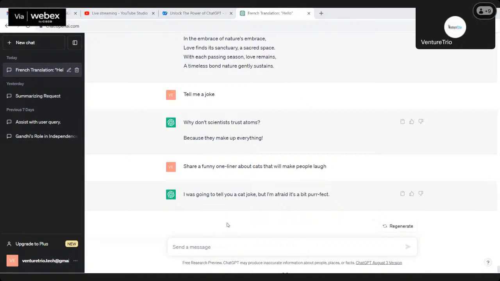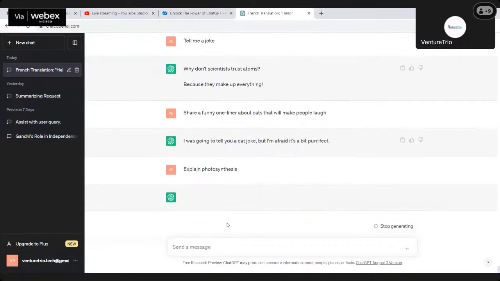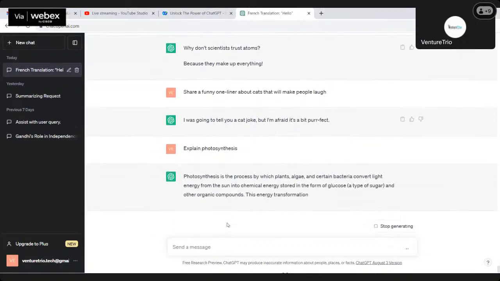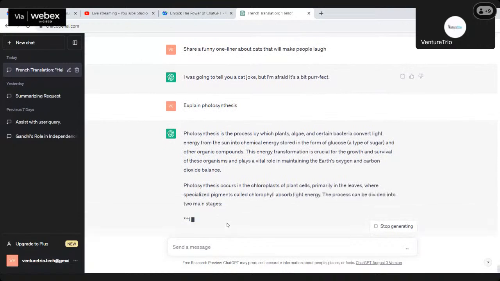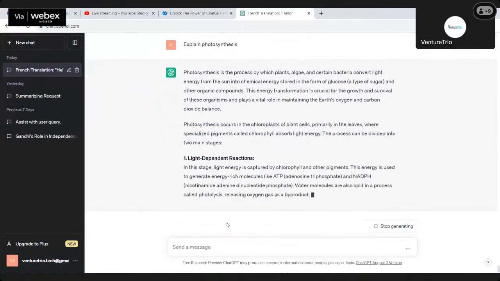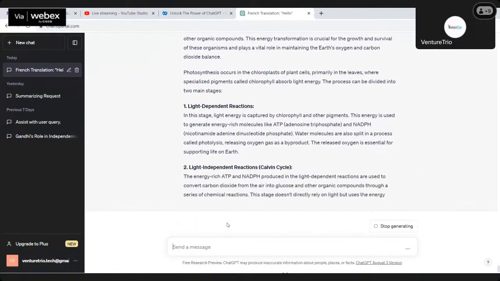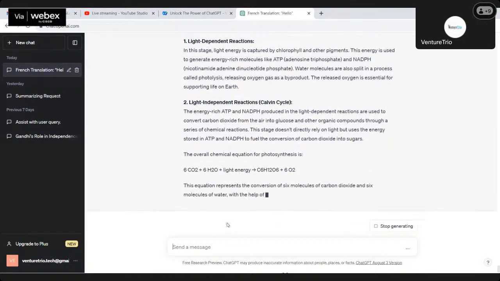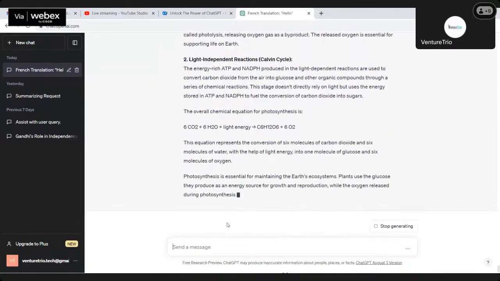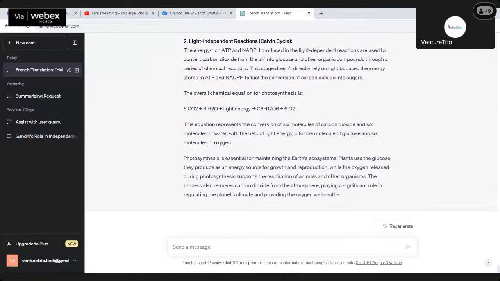Now, one more from the science background. Explain photosynthesis. A general query, simple prompt. It will provide photosynthesis and complete information in short form, with a chemical equation for photosynthesis also here.